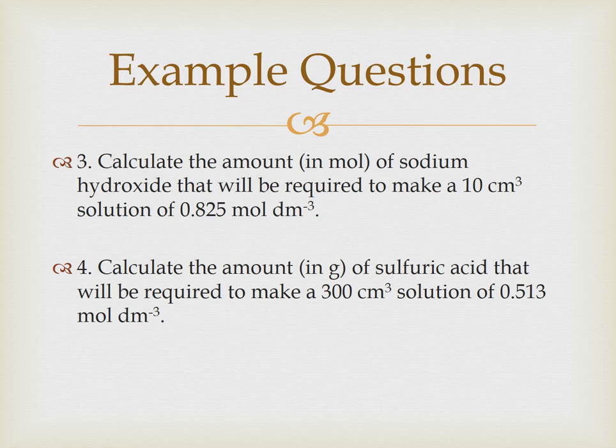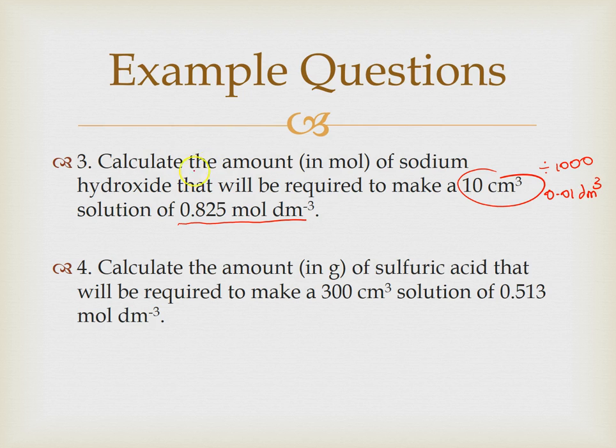Questions 3 and 4. Calculate the amount in mole of sodium hydroxide that will be required to make a 10 centimeters cubed solution of 0.825 mole. This time we have 10 centimeters cubed. First things, I need to divide that by 1,000, because I want to get it into decimeters cubed. So that's going to be 0.01 decimeters cubed.